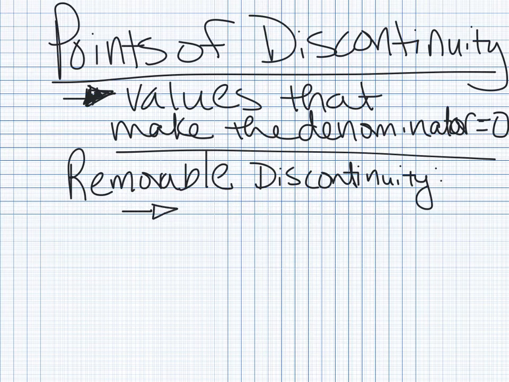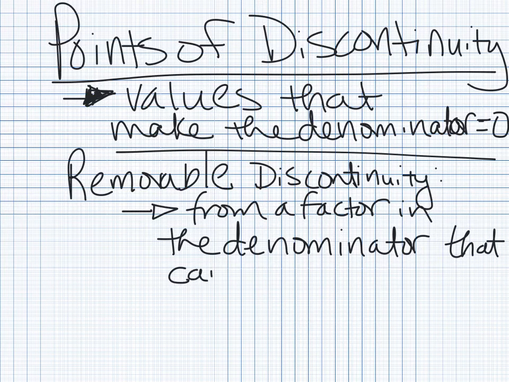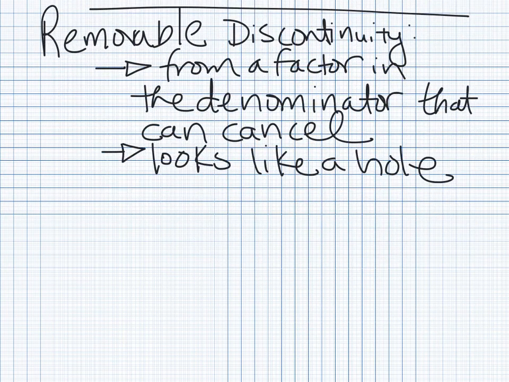And this results from a factor in the denominator that can cancel. And it will look like a hole in the graph.